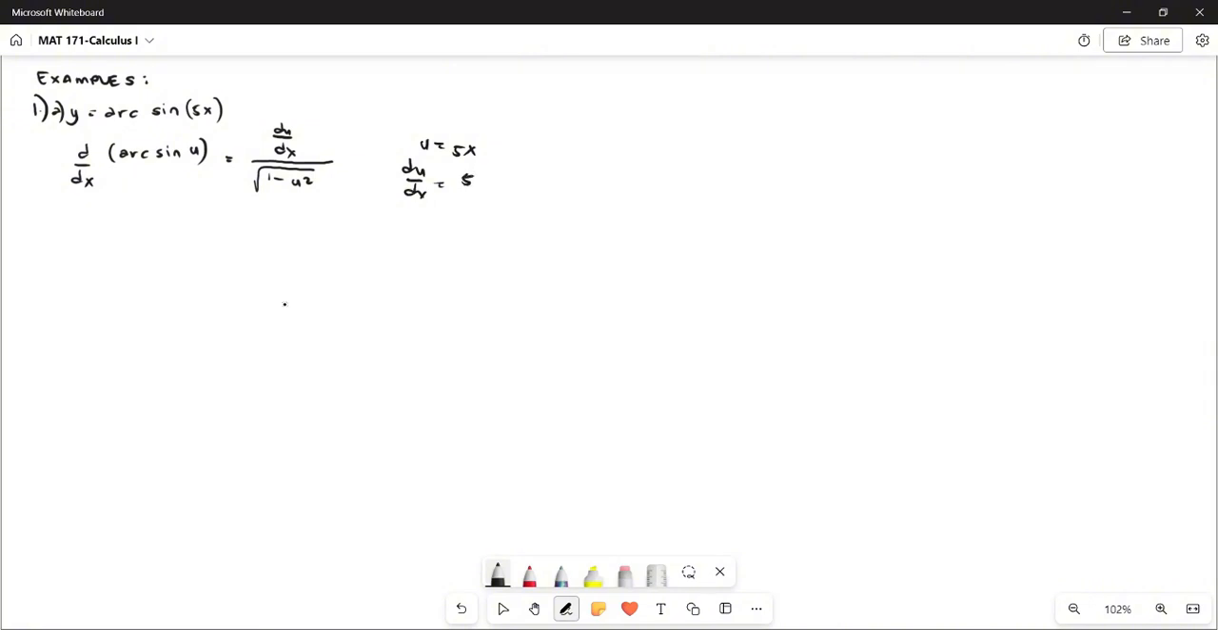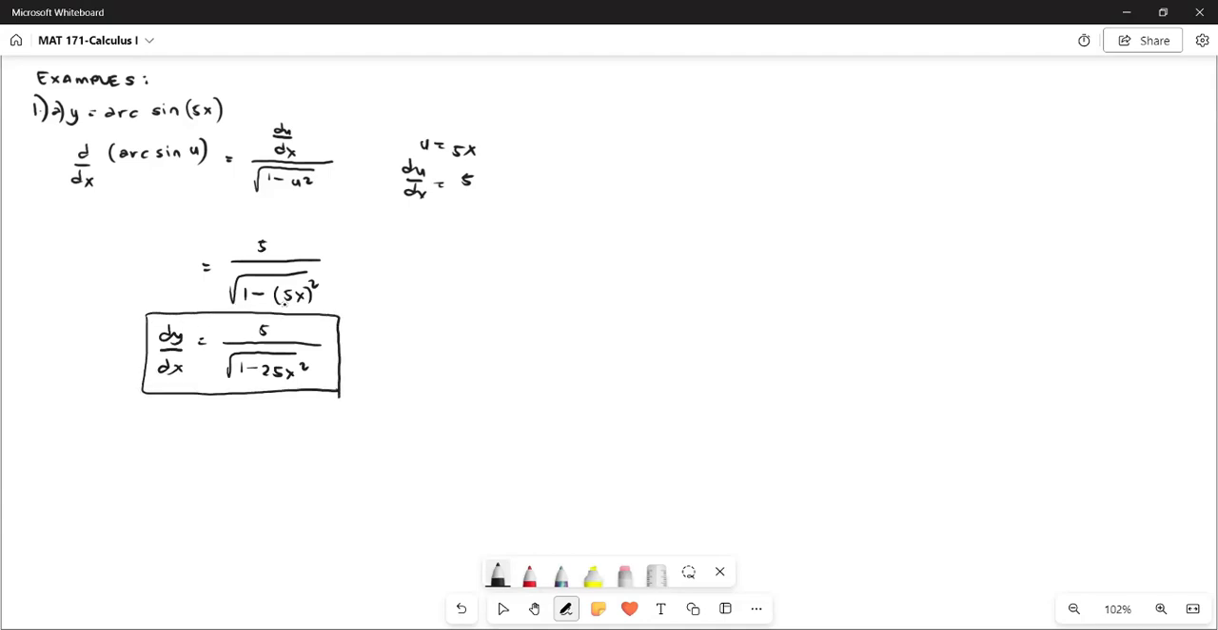So, ngayon, substitute natin yung value natin. Yung du over dx natin is 5 over square root of 1 minus yung u natin is 5x, so ito ay 5x tapos squared. Simplify lang natin, we will have 5 over square root of 1 minus 25x squared. Yan na ba yung final answer natin? Yes, class. Ito na yung ating final answer. So, direct substitution lang siya sa first problem natin.